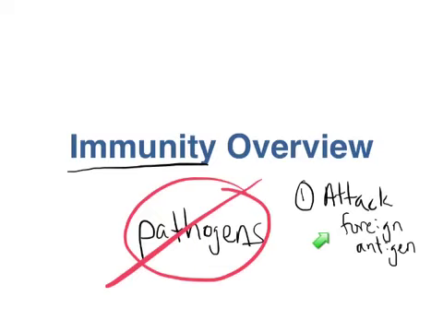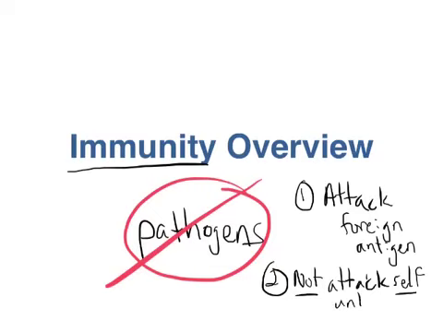But just as important is the second function, and that function is to not attack self-antigens. So your immune system is theoretically capable of recognizing your own proteins, but normally your immune system is very good at not recognizing and not attacking your own proteins. And this is an idea called tolerance, or to be more precise, self-tolerance. Both of these aspects of immunity are absolutely critical in maintaining a healthy body.